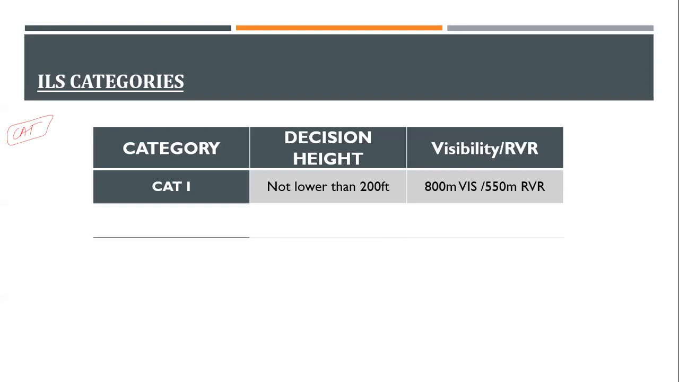Category 1 is usually approved for people who have flown in an ILS. Like me, I am category 1 approved ILS. So that is a normal thing. So what is the decision height? I already told you. If the decision height is more than 200 feet, that will be category 1. Now RVR is something new, I think. I will explain RVR.